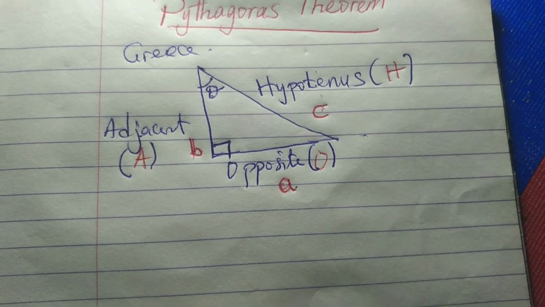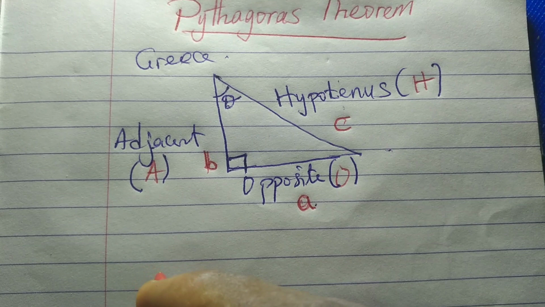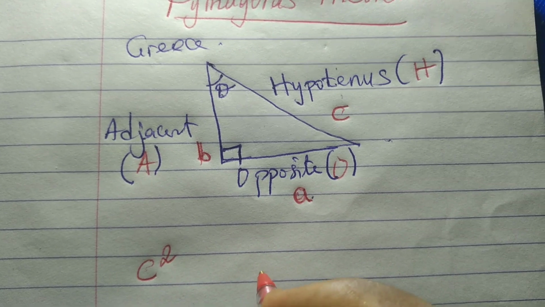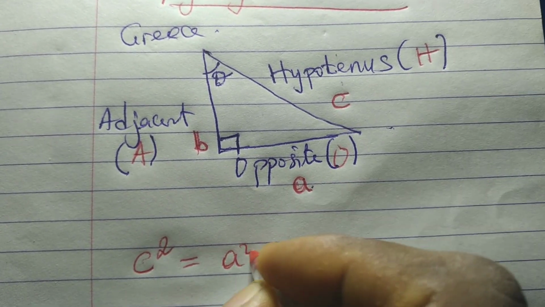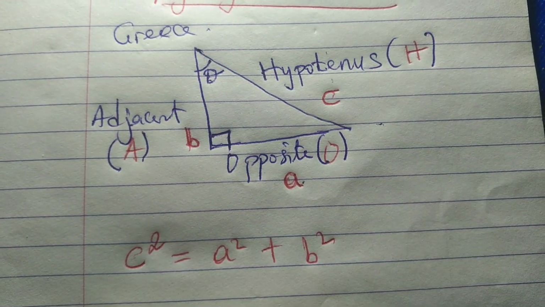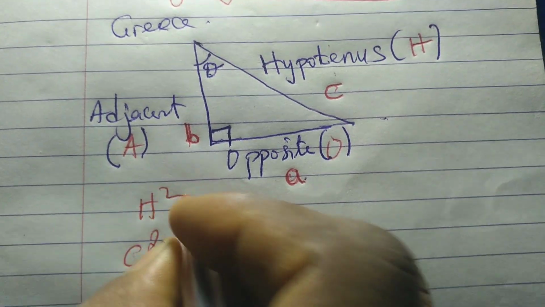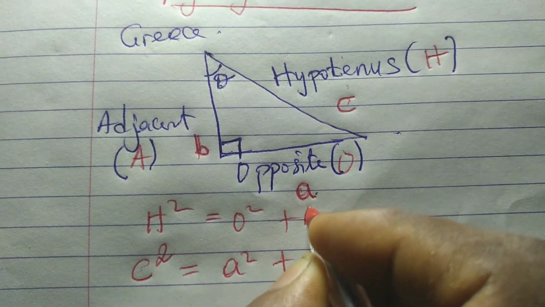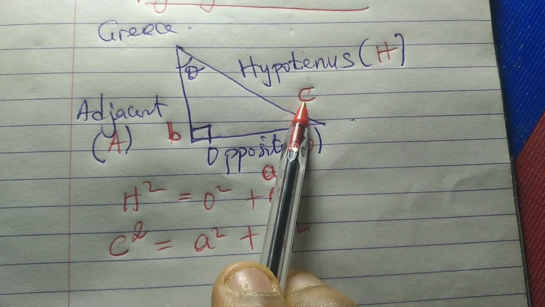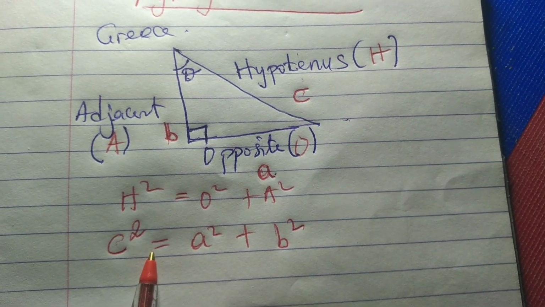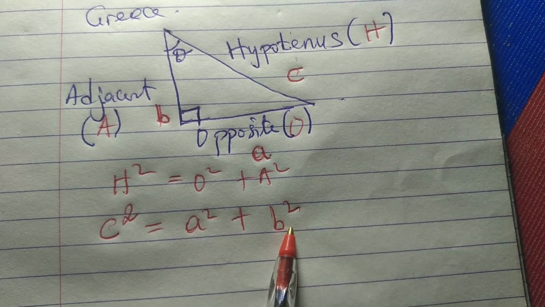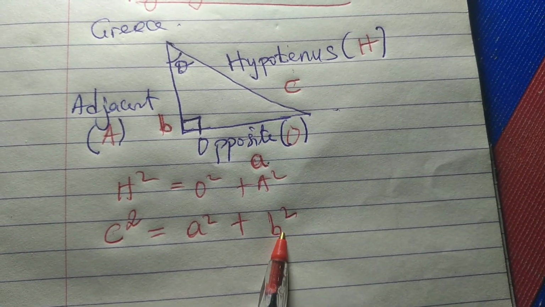Pythagoras now said that the square of the longest side, which is the hypotenuse, is equal to the square of the opposite plus the square of the adjacent. What am I saying? Hypotenuse squared is equal to opposite squared plus adjacent squared. But now we are representing the hypotenuse with C, so C squared. The opposite with A, so A squared. And the adjacent with B, so B squared.